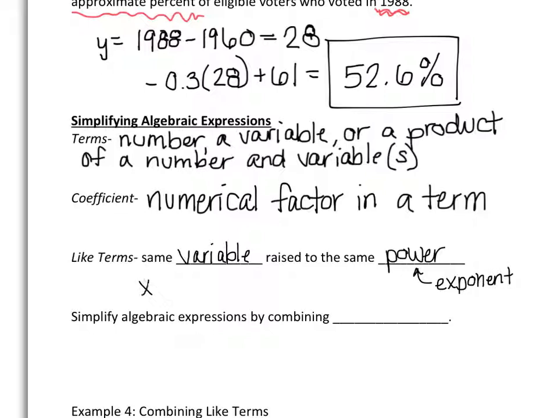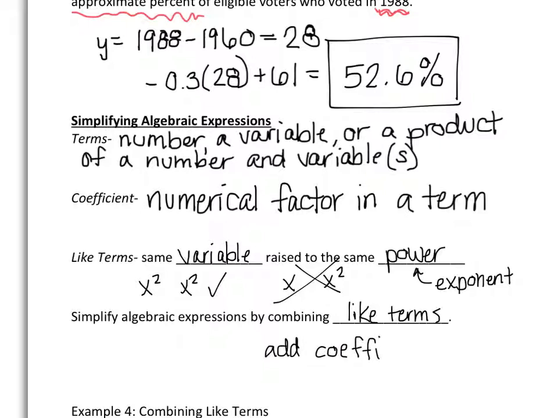Okay, so x squared and x squared, are those like terms? Yes. What about x and x squared? No. They don't have the same power. So they're not like terms. What about -1? Yes, -1 is fine. Coefficients don't matter in like terms because the negative is part of the coefficient. All right, so we can simplify our algebraic expressions by combining like terms. And when we do that, we're going to add the coefficients.